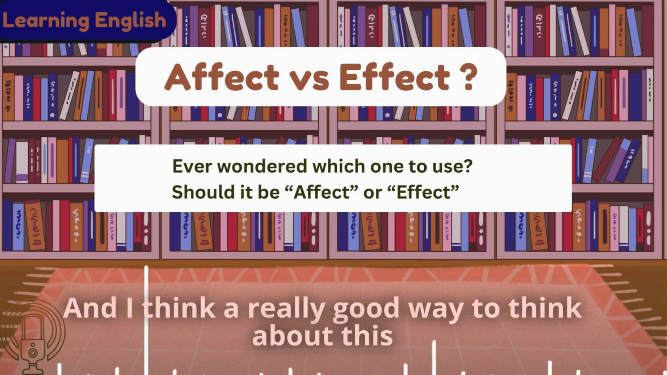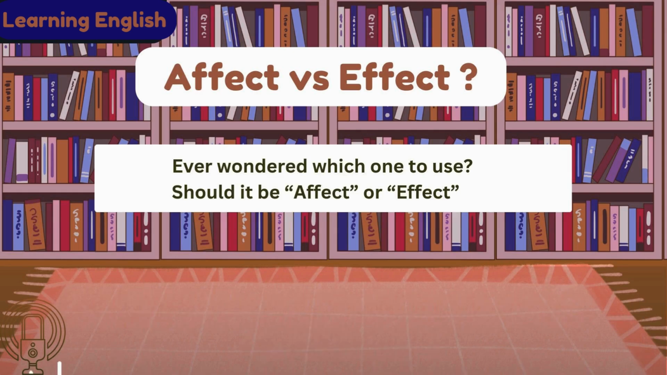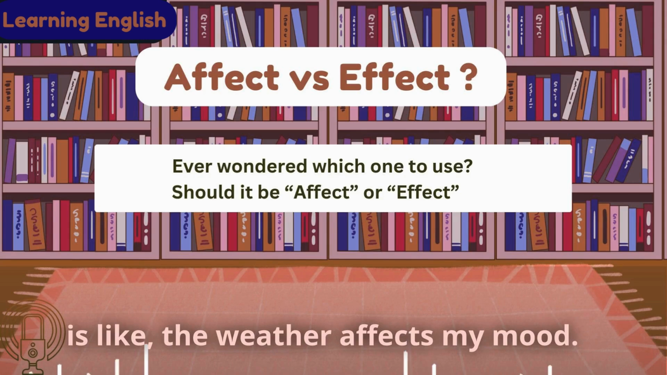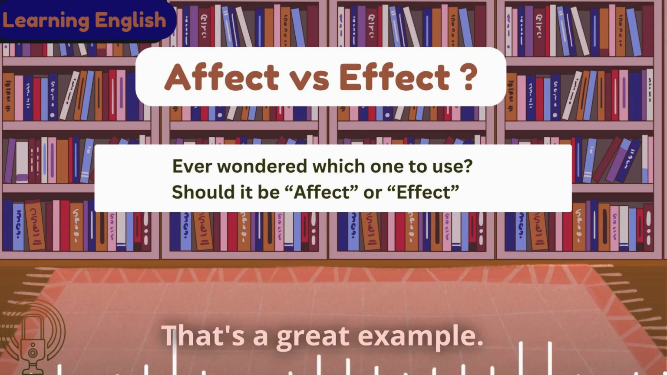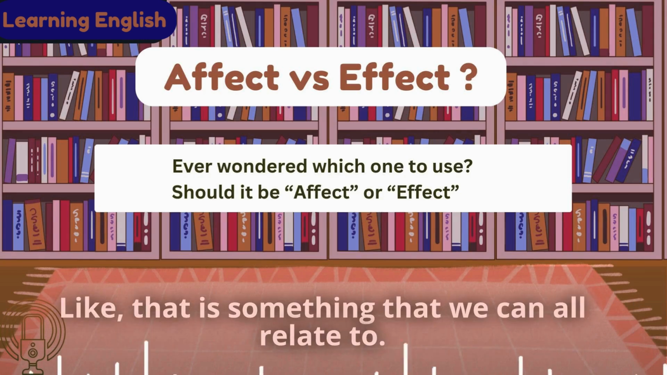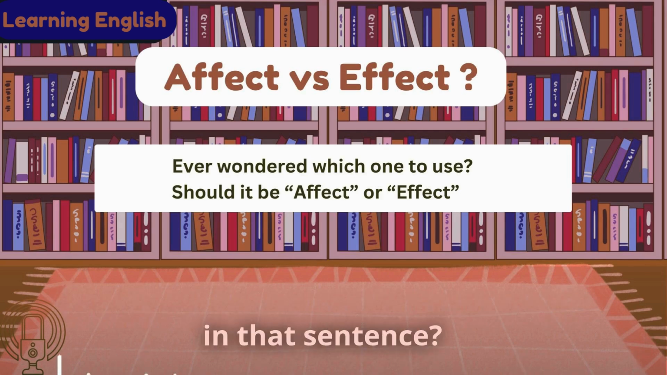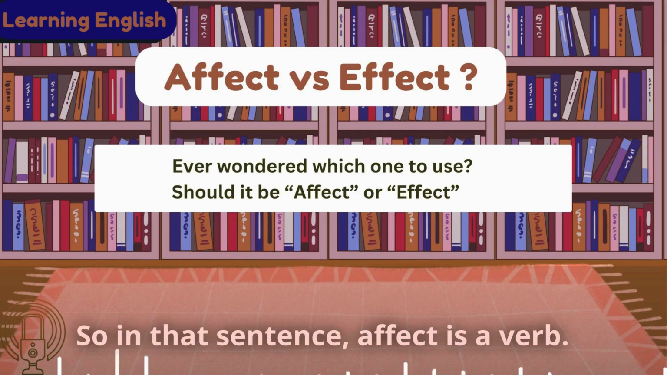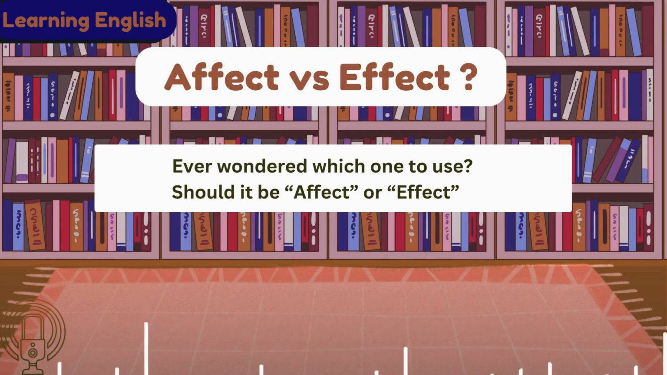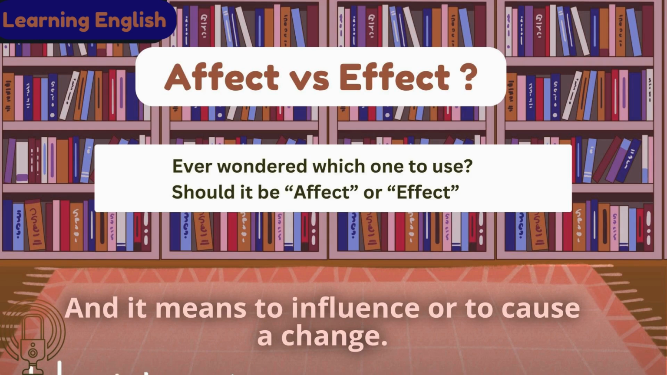I think a really good way to think about this, and a sentence that maybe a lot of us can relate to, is like, the weather affects my mood. Oh, for sure. That's a great example. That is something that we can all relate to. So what exactly is going on with that word affects in that sentence? In that sentence, affect is a verb, and it means to influence or to cause a change.